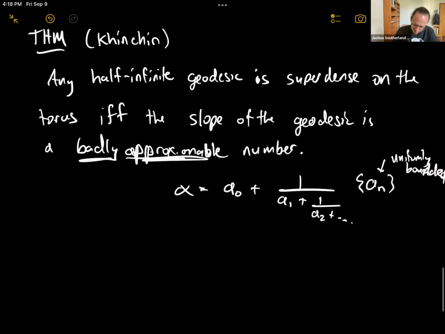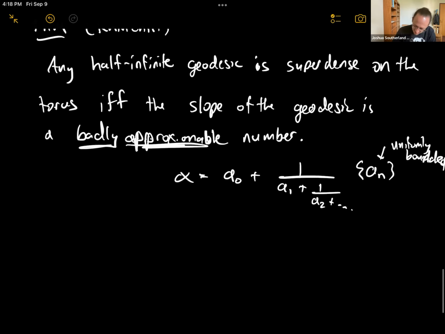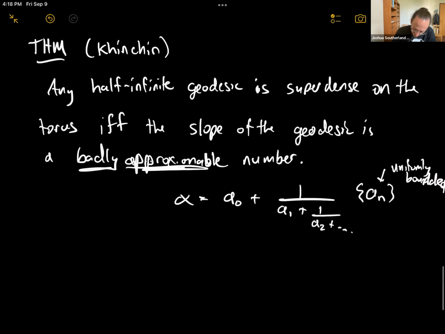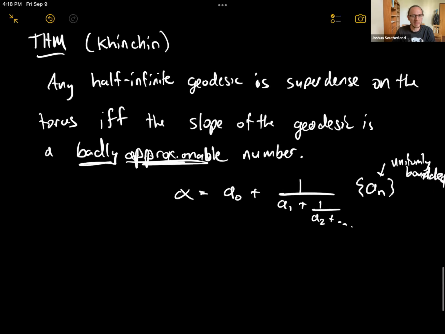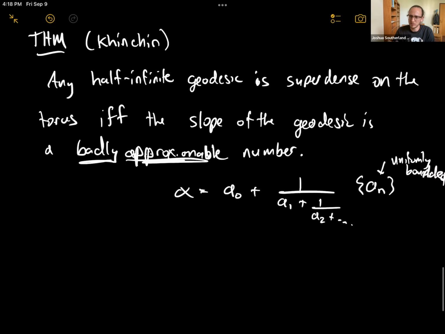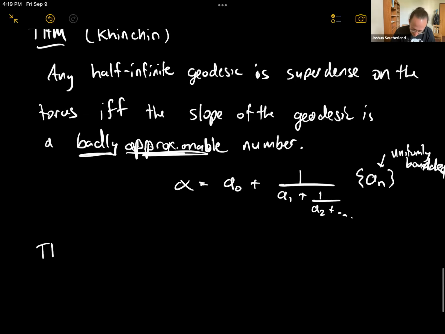So we ended with this idea that the flows in the torus that are super dense are exactly the ones where the slopes are these badly approximable numbers. Really, I should have attributed the definition of superdensity above to Beck and Chen. They had a paper that motivated the result that I'm going to be talking about. So let me give you the theorem that they proved.